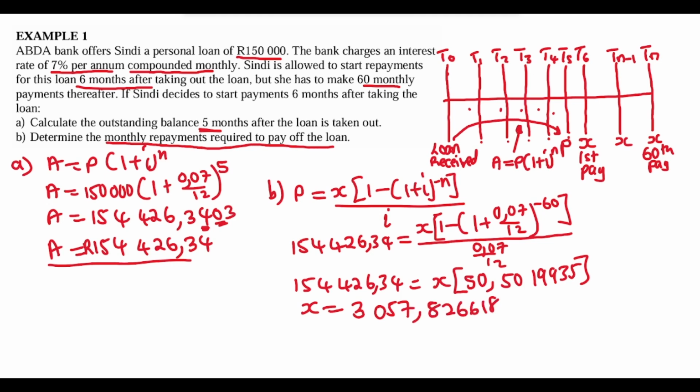3,057.826618. Let's round off to 2 decimal places. Because of the 6, the 2 becomes a 3. So it means X is equal to 3,057 rand and 83 cents. These are the monthly payments required.